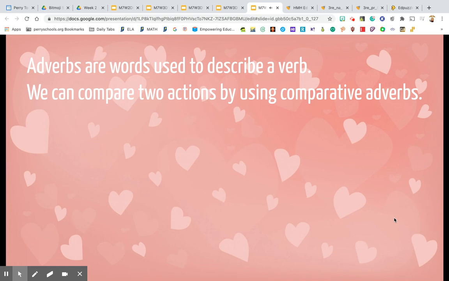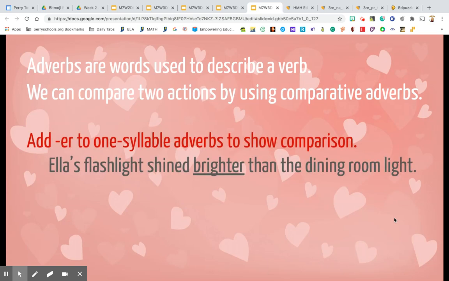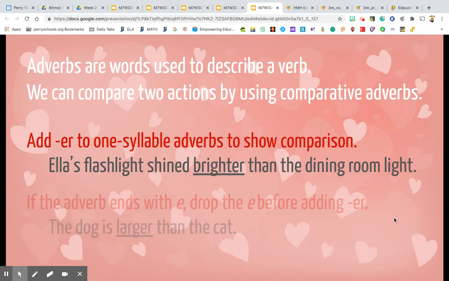All right, so remember, adverbs are words used to describe a verb. We can compare two actions by using comparative adverbs. Add -er to one-syllable adverbs to show comparison. Ella's flashlight shined brighter than the dining room light. The verb is shined, and the noun is flashlight. So we're asking, how did the flashlight shine? It shined brighter because we're comparing it to the dining room light.